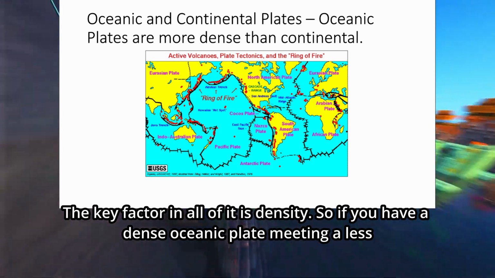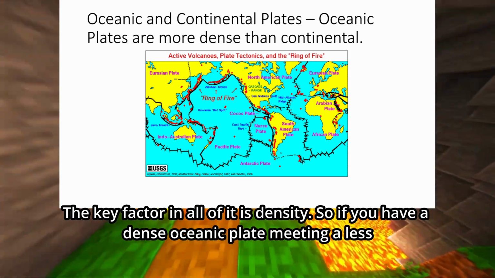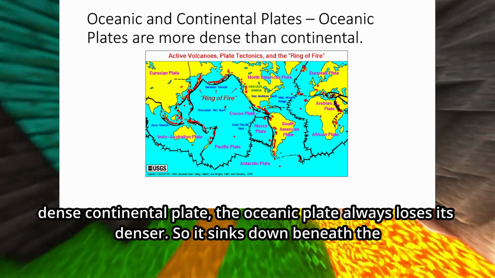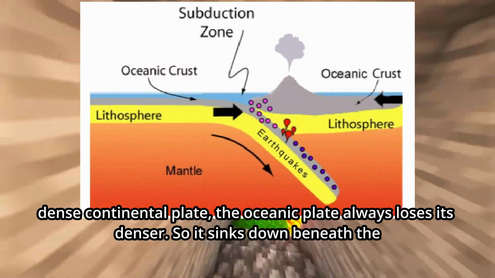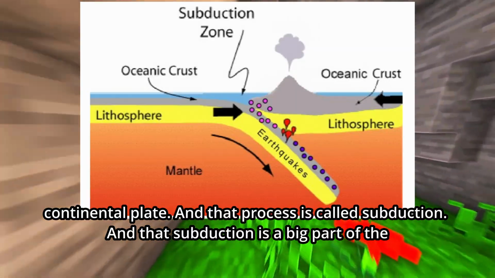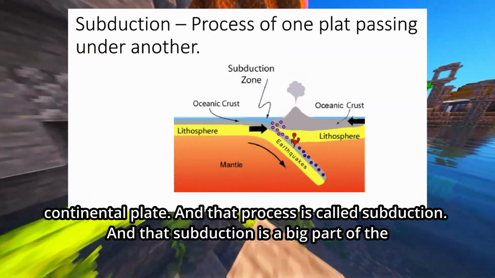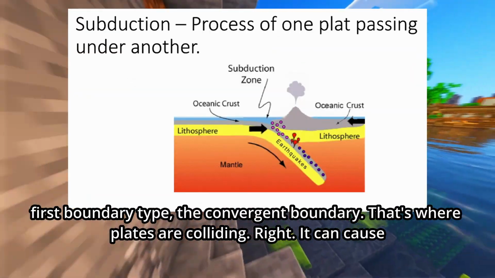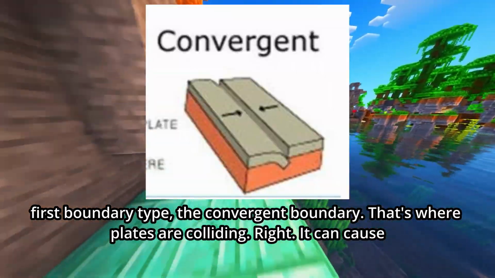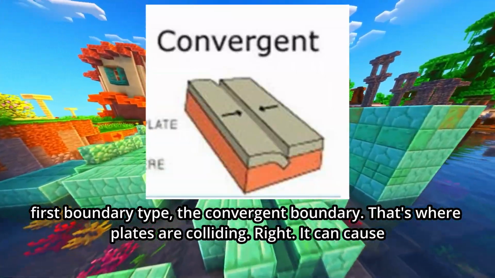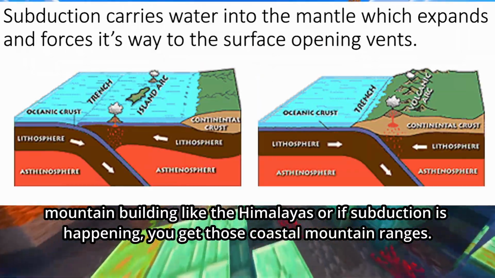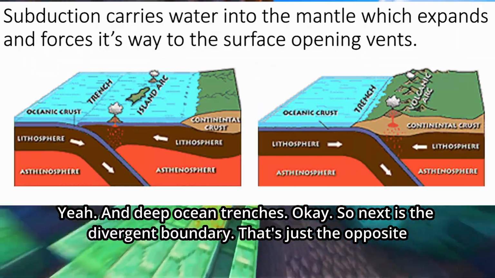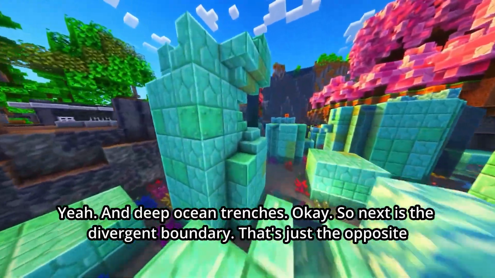So if you have a dense oceanic plate meeting a less dense continental plate. The oceanic plate always loses. It's denser, so it sinks down beneath the continental plate. And that process is called subduction. And that subduction is a big part of the first boundary type, the convergent boundary. That's where plates are colliding. Right. It can cause mountain building like the Himalayas, or if subduction is happening, you get those coastal mountain ranges and deep ocean trenches.